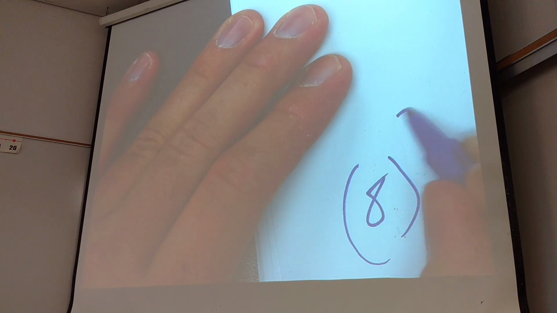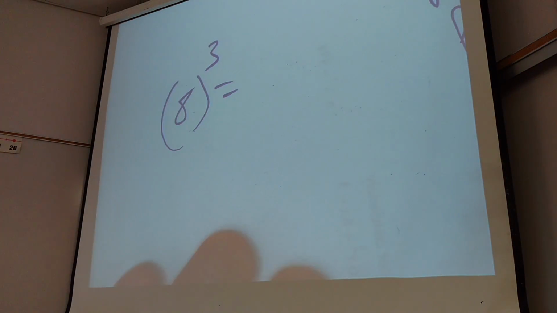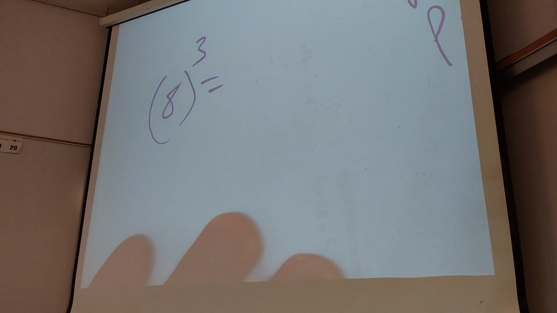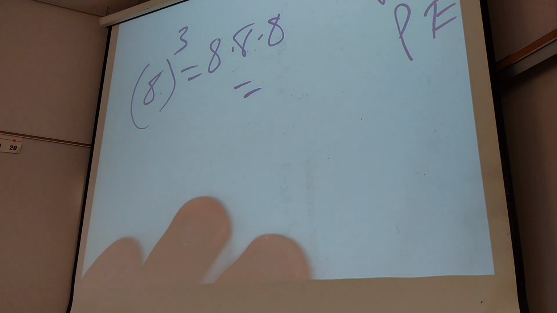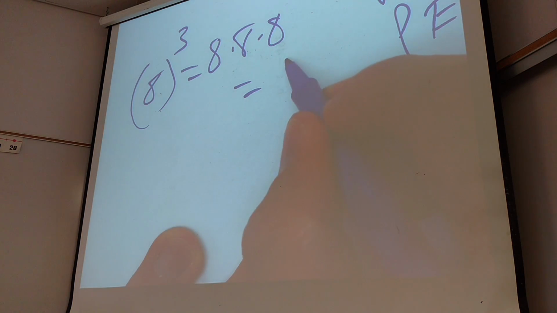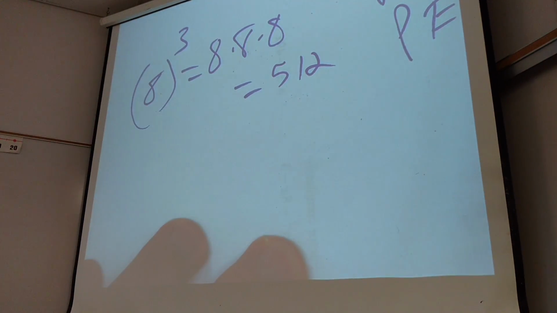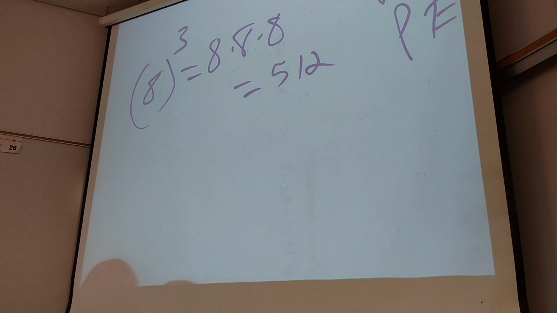So if I have 8 to the third power, how would you work that out? 8 times 8 times 8. Good. 8 times 8 times 8. 64 times 8 equals 512. I love it. Now real quick, now watch.